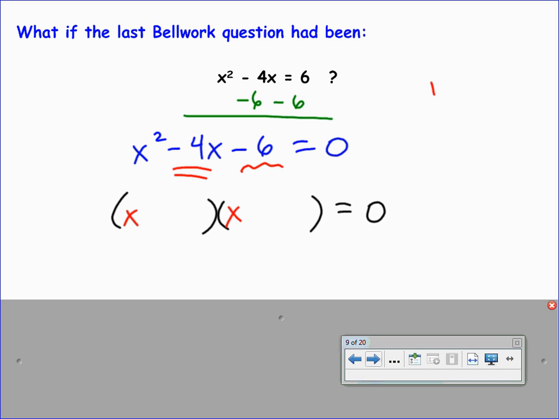So if I consider my integer pair of factors for 6, I've got plus or minus 1 and 6, but also plus or minus 2 and 3. Are there any other integer pair factors of 6? No, that's it. So which of these integer pair factors, 1 and 6, or 2 and 3, would I have to choose so that they sum to give me the negative 4?